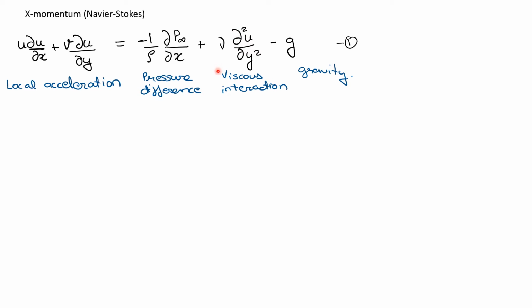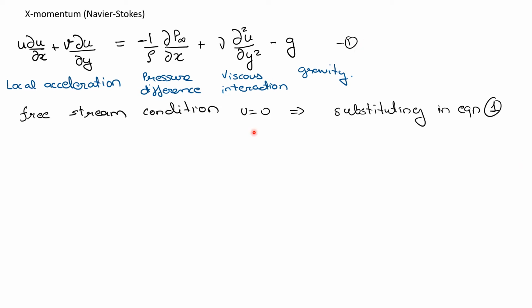So because it's per unit mass, the first term is the forces due to pressure difference. Second term is the forces due to viscous interaction, and the third term is forces due to gravity. Okay, so you just need to know what these terms mean, that the terms on the left are accelerations and something like that. So let's say that this is equation 1.